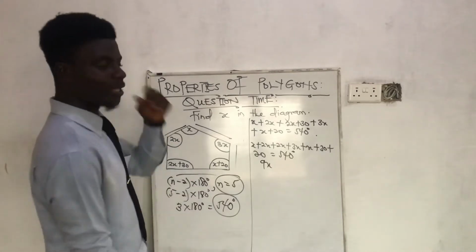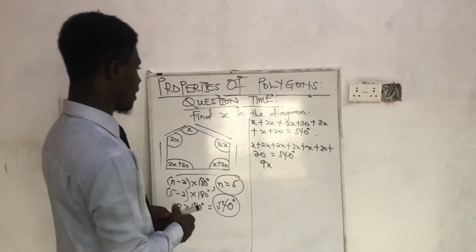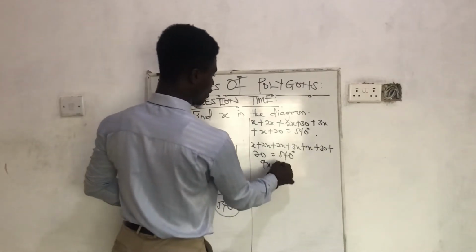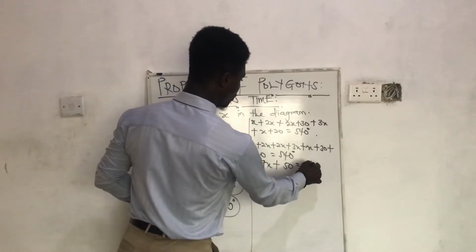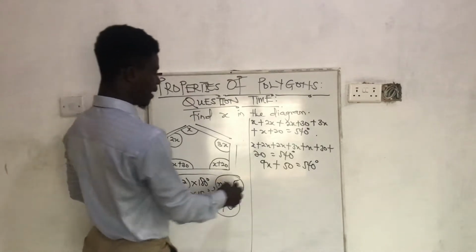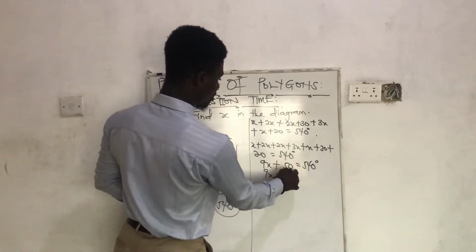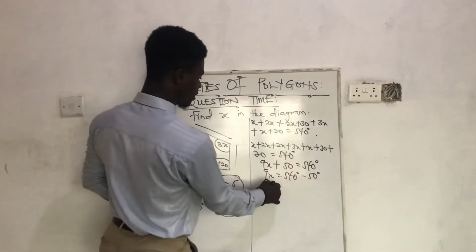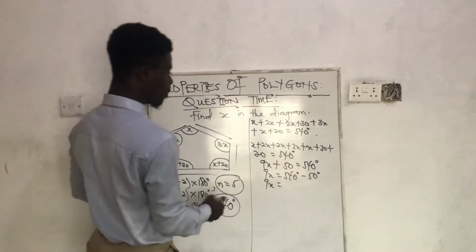That means the x's are 9. Then plus 30 plus 20 is 50 equals 540 degrees. So we group like terms, which is 9x equals 540 degrees minus 50 degrees.